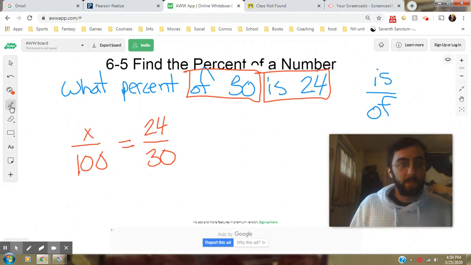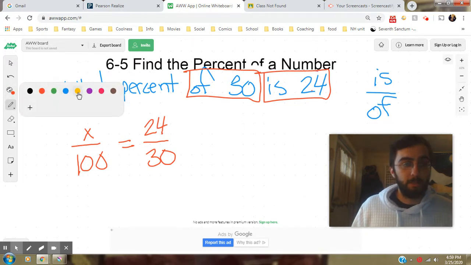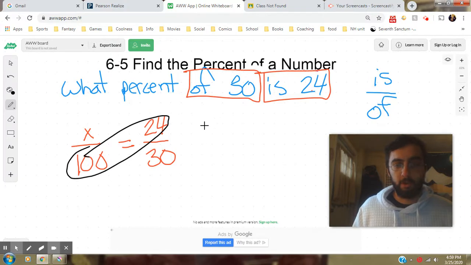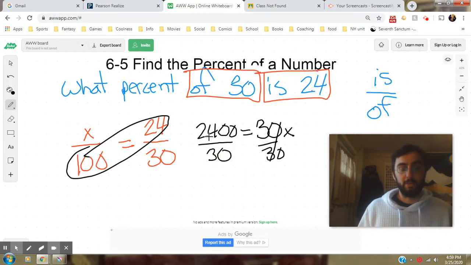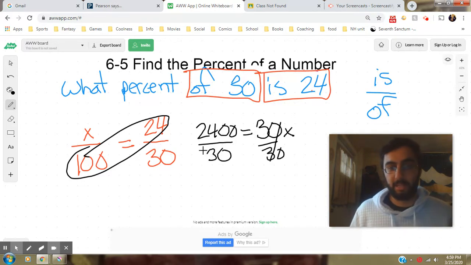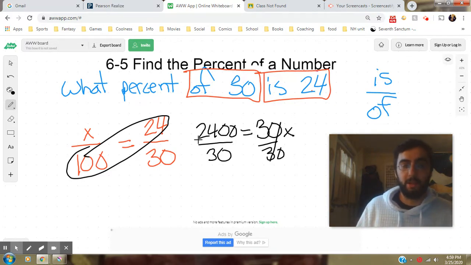So again, we're going to go through our cross multiplication. So 100 times 24 is just 24 with 2 zeros. Set that equal to 30 times x, which is 30x. And now we need to solve for x. We need to get x all by itself. 30 divided by 30 cancels itself out. And now 2,400 divided by 30. You'll see that these numbers go nice and neat with each other.